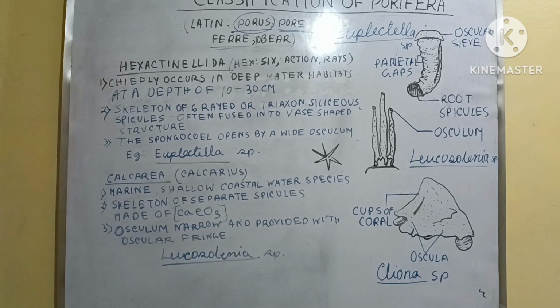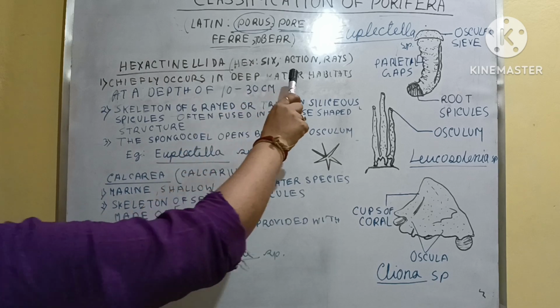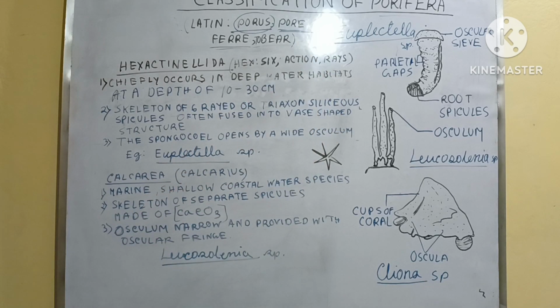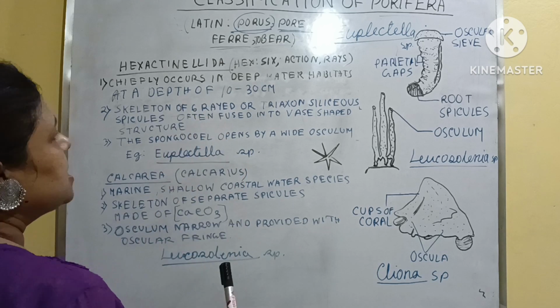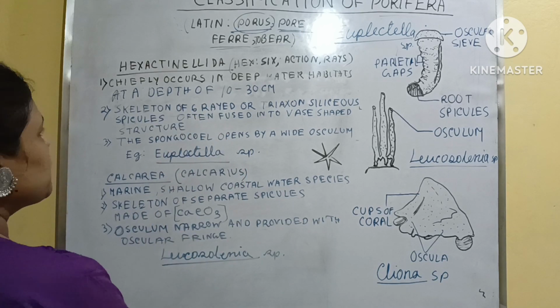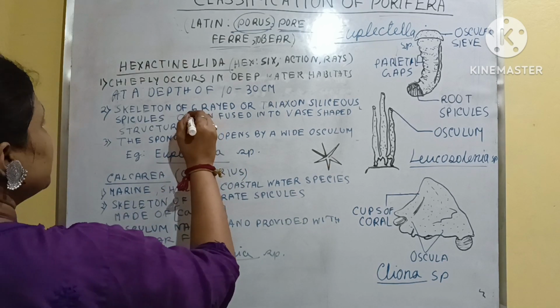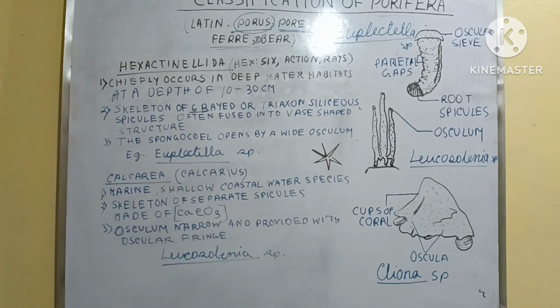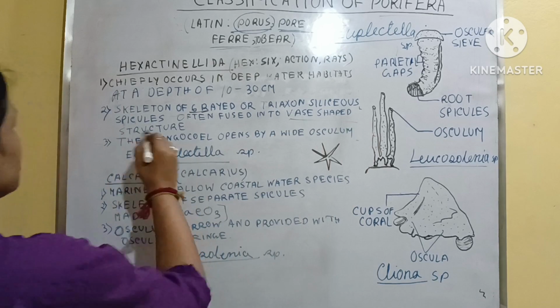The first point is what? That is, it chiefly occurs in deep water habitats. They remain in the deep water, and the depth is about 10 to 30 centimeter. Second one, the skeleton of 6-rayed or triaxial spicules. Tri means 3. Triaxial siliceous spicules, often fused into vase-shaped structure.